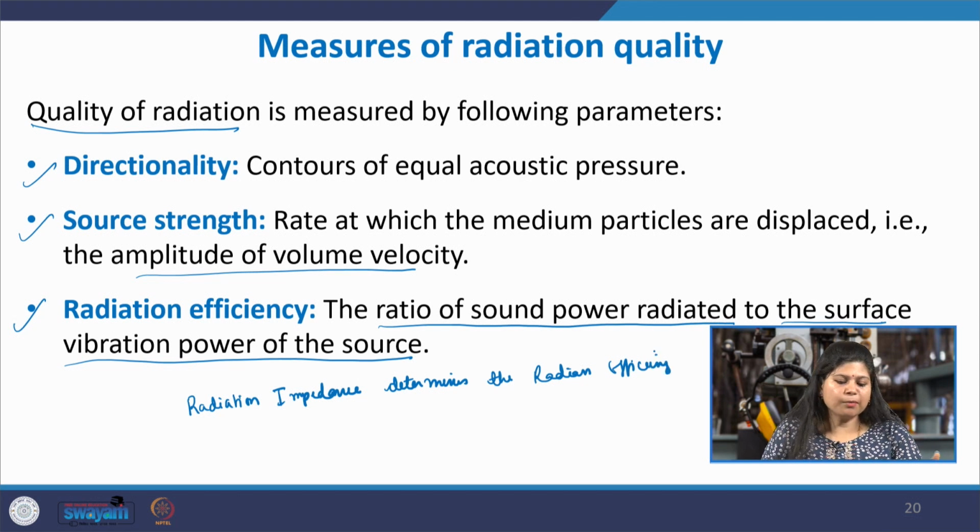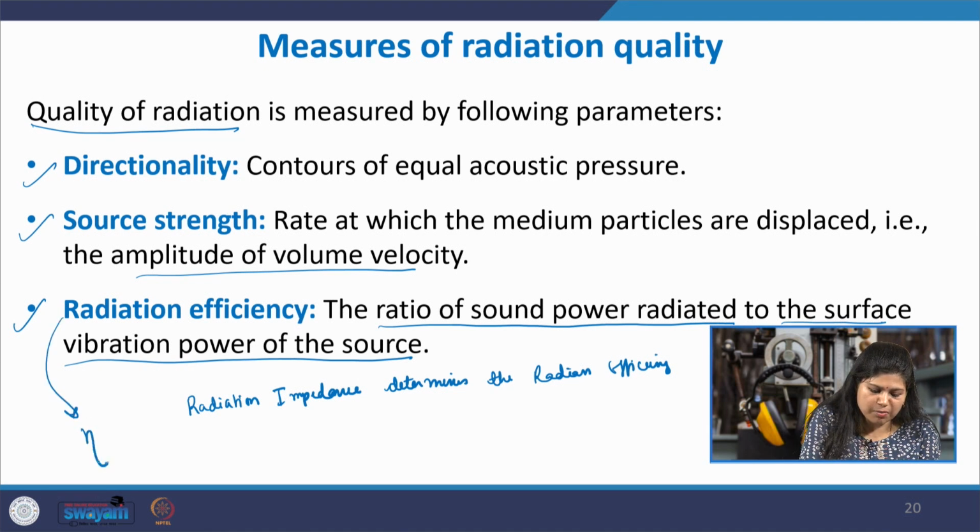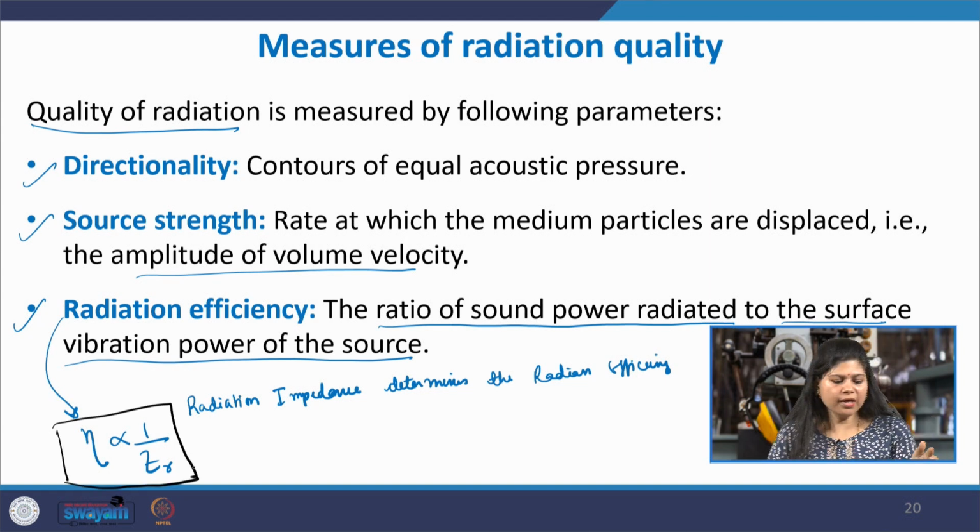You can say that the more impedance it has, the less efficient it is. So, suppose we indicate the radiation efficiency by the symbol eta, then this eta would be inversely proportional to the radiation impedance Zr for a source. It is a ratio of the sound power that is being radiated to the vibration power of the source. So, it is sort of a conversion of power from vibration to acoustic waves. That way also you can say.